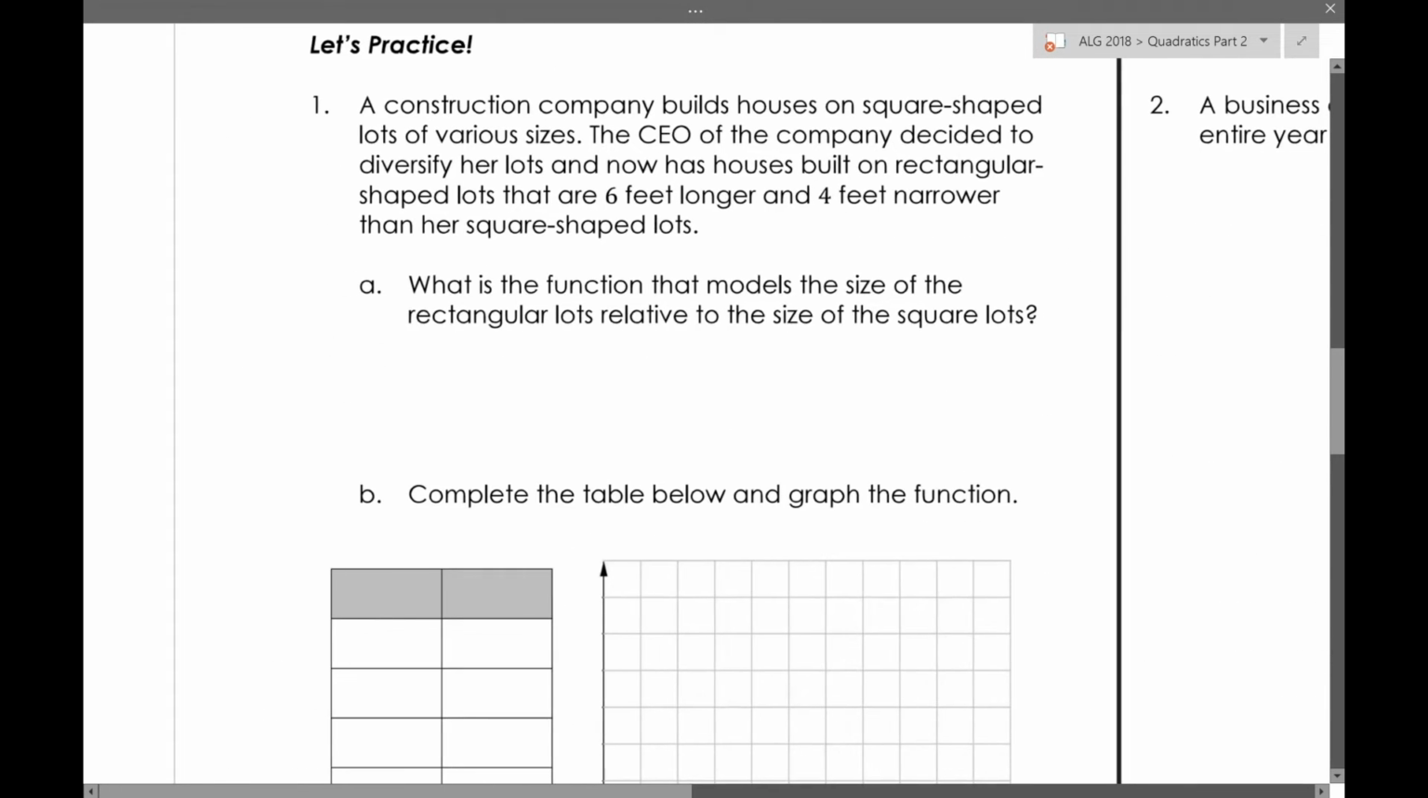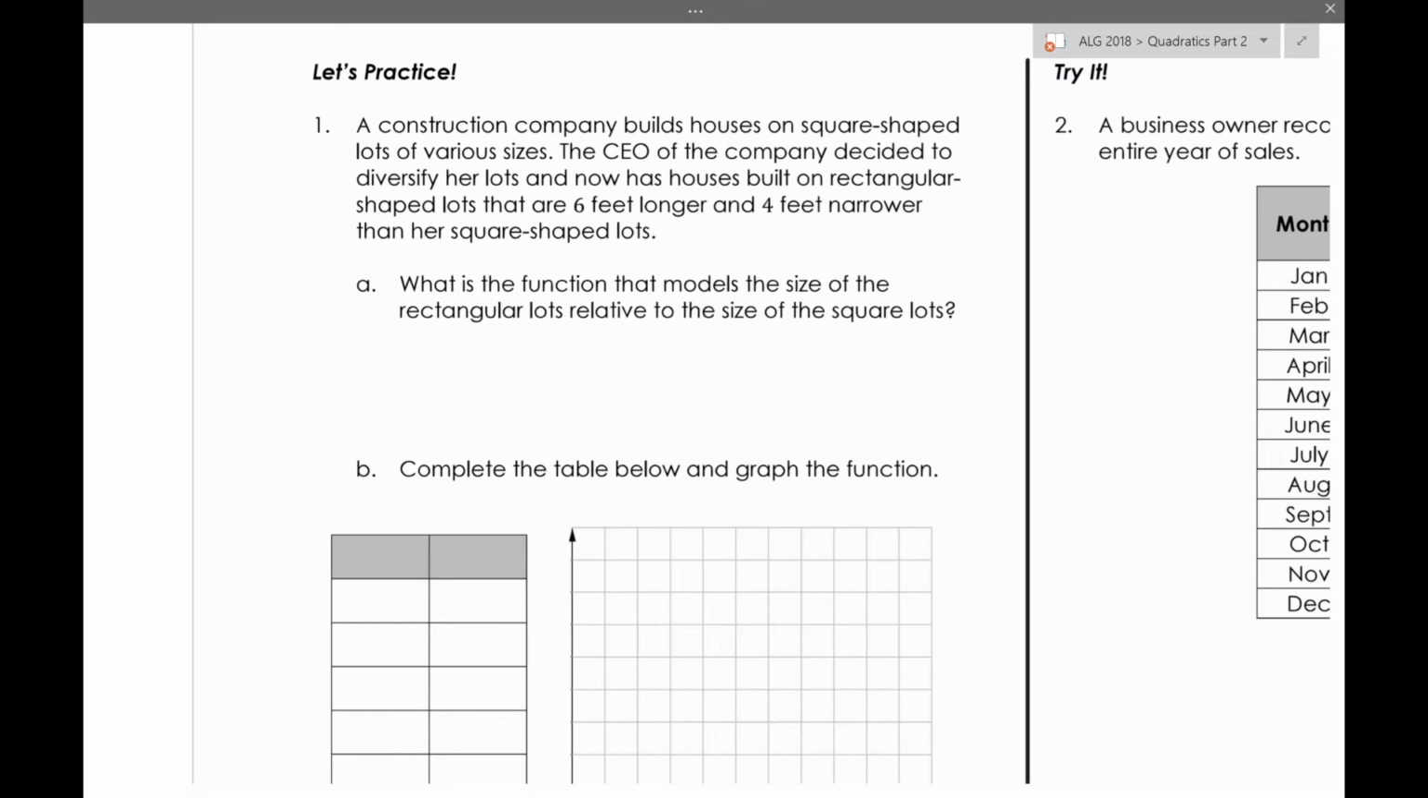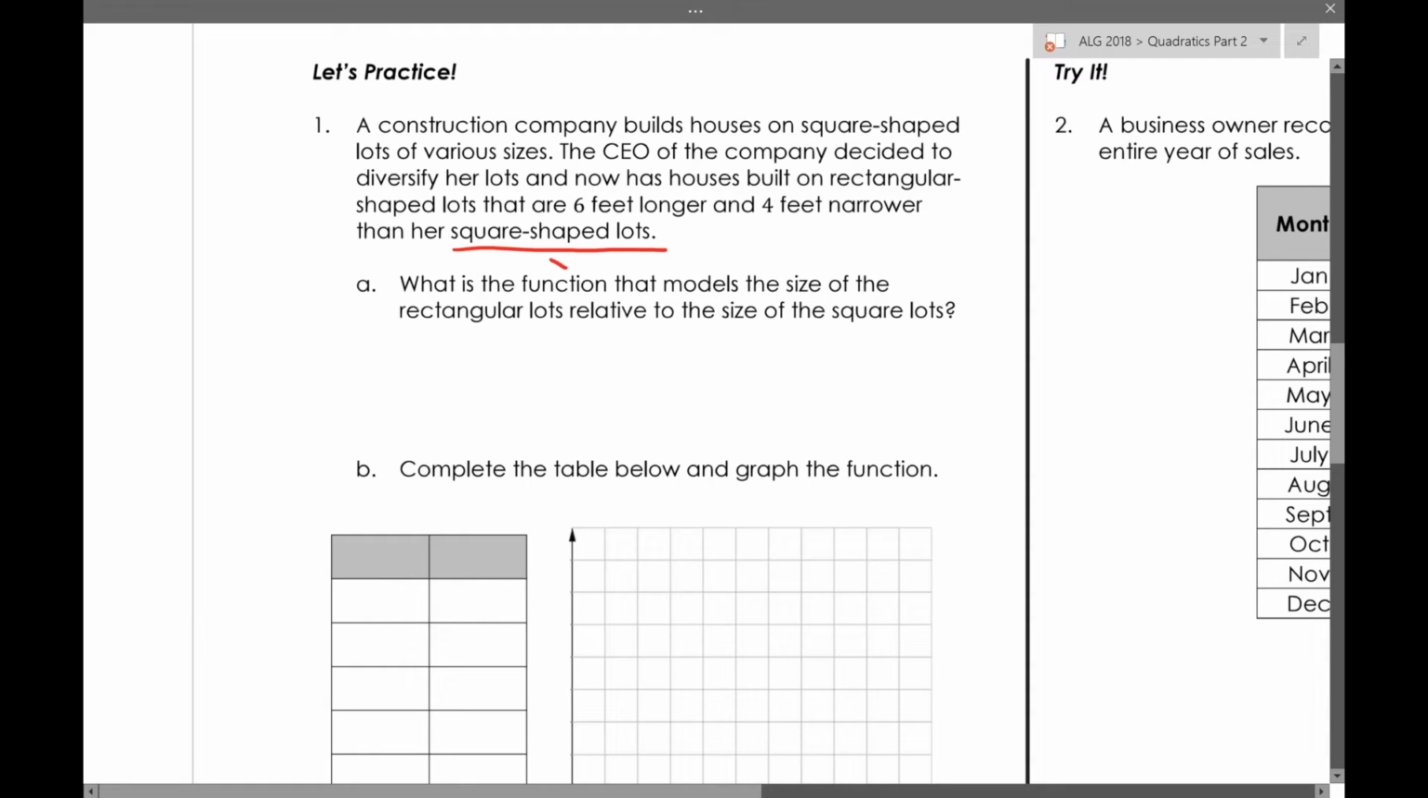So let's practice. A construction company builds a house on a square-shaped lot of various sizes. The CEO of the company decided to diversify her lots and now has houses built on rectangular-shaped lots that are 6 feet longer and 4 feet narrower than her square-shaped lots. Question A says, what is the function that models the size of this rectangular lot relative to the size of the square lot? So first of all, we don't know what our square lots are. So since we don't know how much that is, we're going to mark that as x.